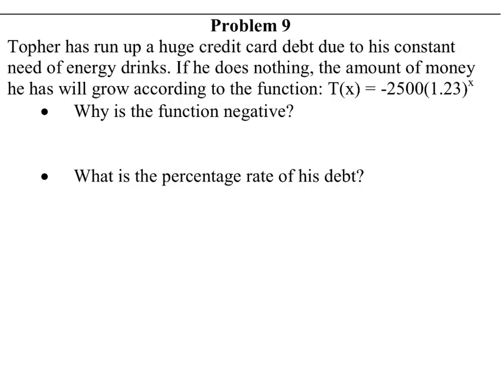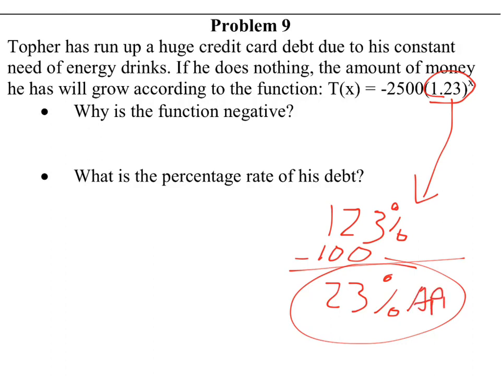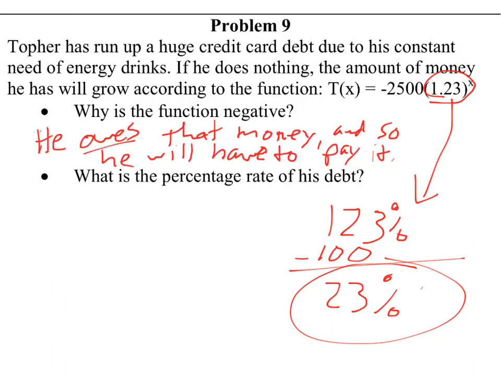And what's the percent rate of his debt? Well, right here, you need to convert that to a percent, which is 123%. That's not like the percentage rate. You need to actually subtract out the 100 part of that, and that's going to give you 23%, like APR. So annual percentage rate is typically what those interest rates are. And let me write the other answer down. Right, yeah, so it's negative because he owes that money. He's not going to have that money. He's out that much money.